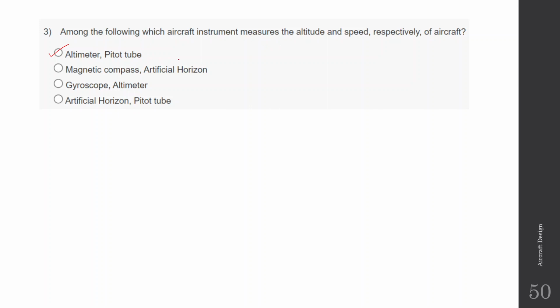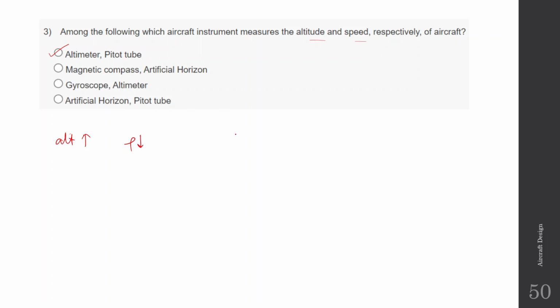The altimeter and the pitot tube measure the altitude and speed of the aircraft. So how does it work? As I have discussed previously, when the altitude increases, the pressure decreases, at least in the troposphere. So as the altitude increases, the pressure decreases.